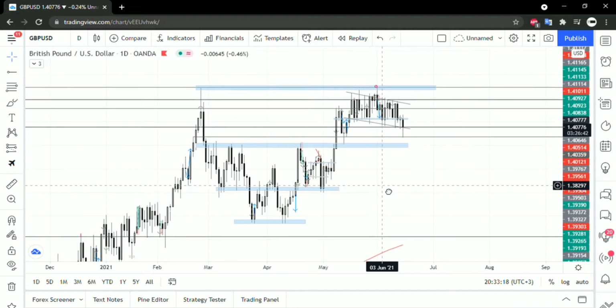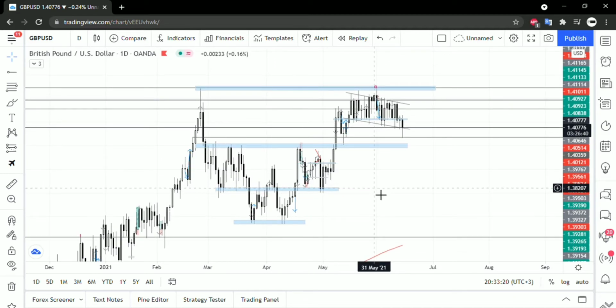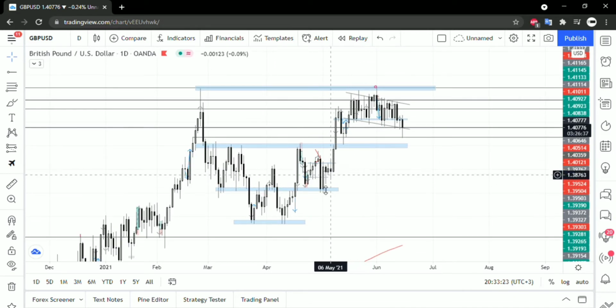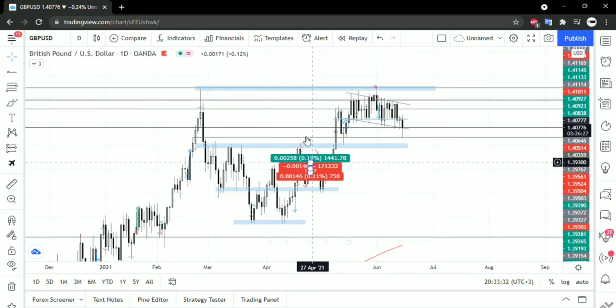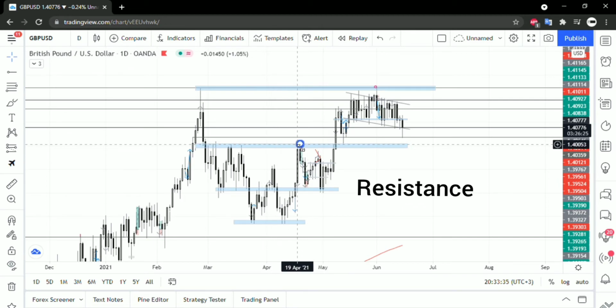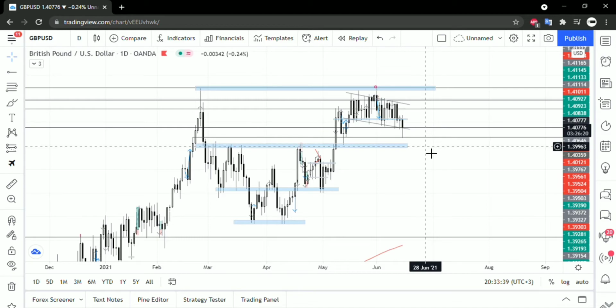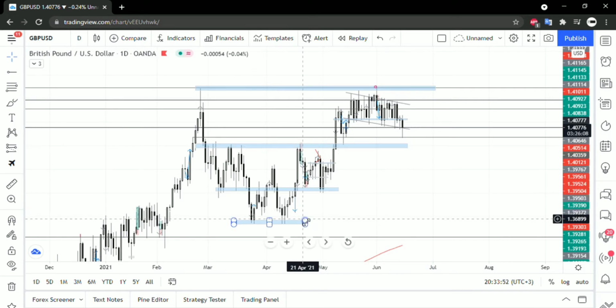In regards to market structure, these are key levels that I have marked out. This we call support, and this is where the currency pair has retested multiple times but has failed to break to the downside. This is called resistance, and it's a point in price where the currency pair retests multiple times but fails to break to the upside. So this is resistance, this is support.